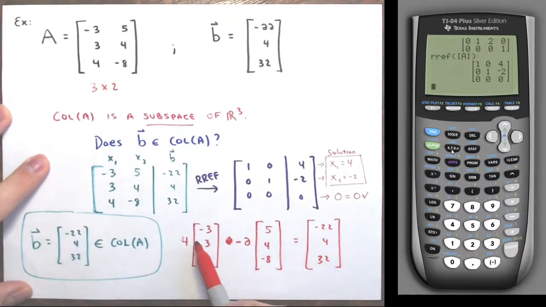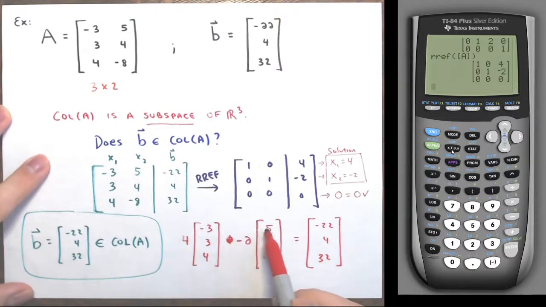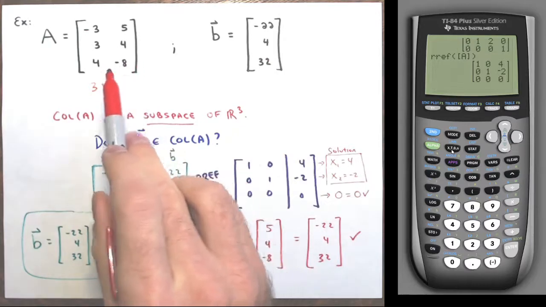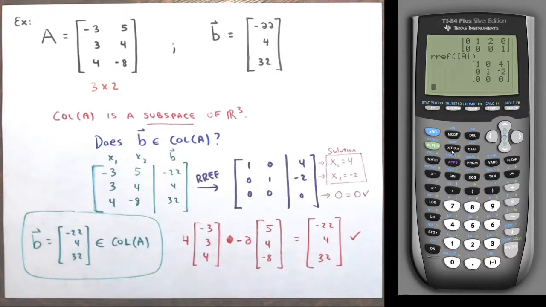Alright, let's see. First components, you have negative 12 minus 10, that'd be negative 22, yeah. Second components, 12 minus 8 is 4, great. Third component, 16 plus 16 is 32. Wonderful, it works out. So this vector can be written as a linear combination of these two columns, and here's how. It is in the column space.